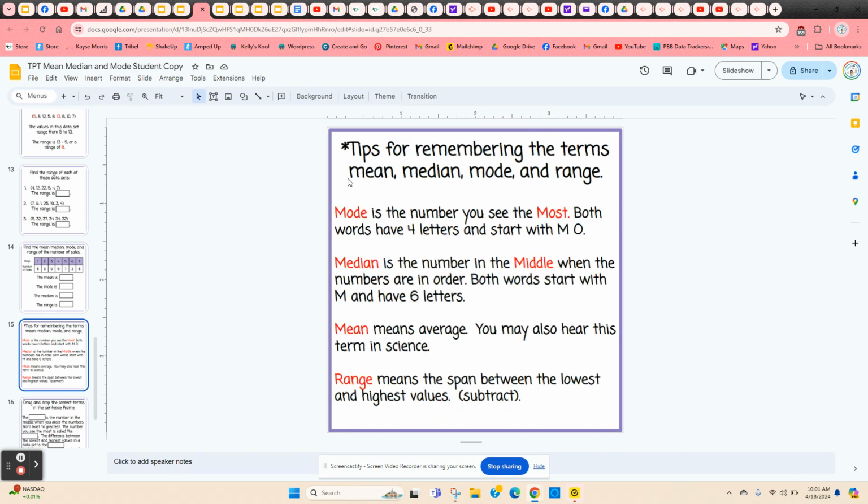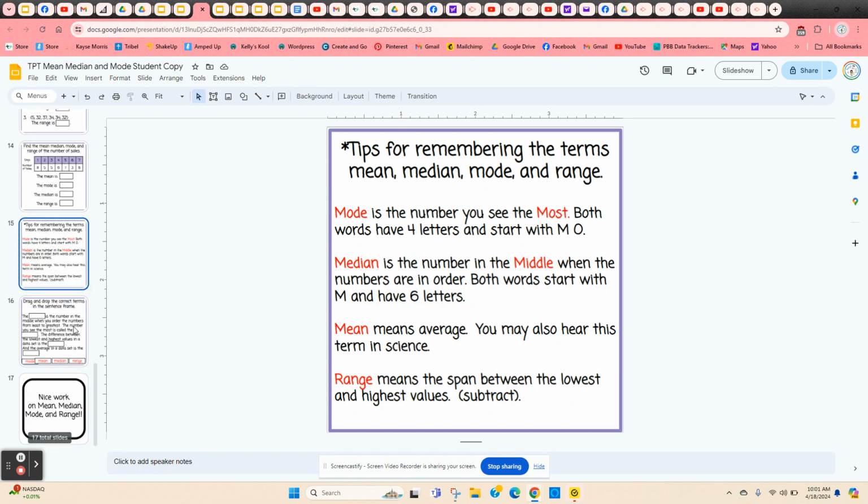Slide 15 gives the students some tips for remembering mean, median, mode, and range. Mode and most are both 4-letter words that start with MO. So that kind of makes it easy to remember mode, most. Median is the number in the middle. So they both have 6 letters and they both start with an M. Median, middle. Mean means average. You're going to hear that term in science. And range is the span between the lowest and the highest values.